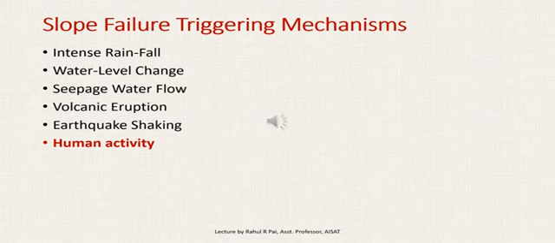Now let's see what are the triggering mechanisms which lead to slope failure. We all know what is happening around us; they are all the reasons for slope failure. First one is intense rainfall, which we witnessed in 2018 and 19 in our state. Then the changes in the water level, and this is applicable for earthen dams. Then seepage water flow, when the water seeps through the foundations of earthen dams. Volcanic eruptions, tremors, earthquakes, and human activities can also lead to instability in the slopes.